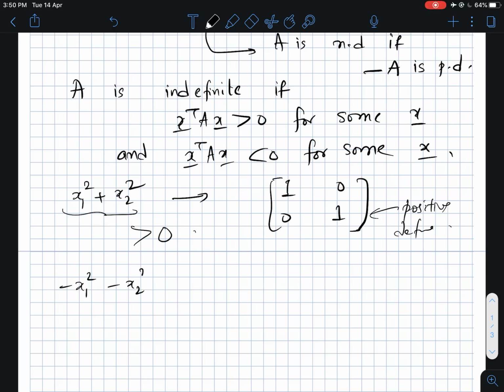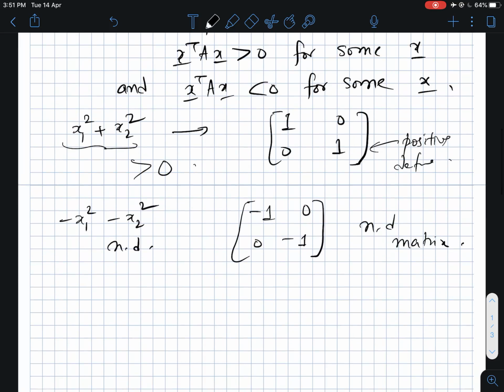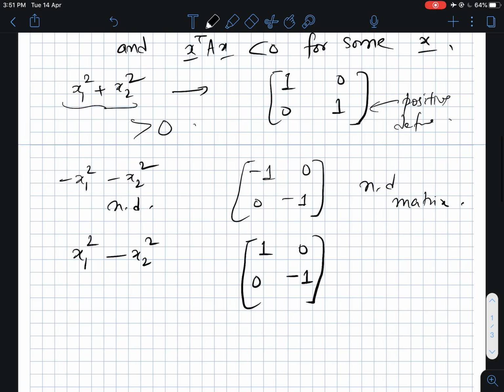Similarly, if you take the quadratic form minus x1 square minus x2 square, this is negative definite, for the same reason. The corresponding matrix, minus 1 0 0 minus 1, we will call negative definite. Now what about the quadratic form x1 square minus x2 square? The corresponding matrix is 1 0 0 minus 1.